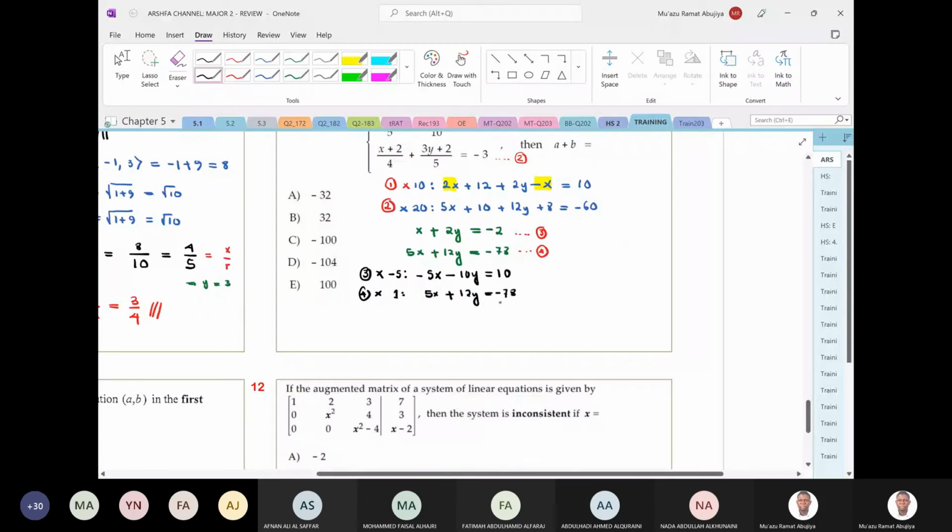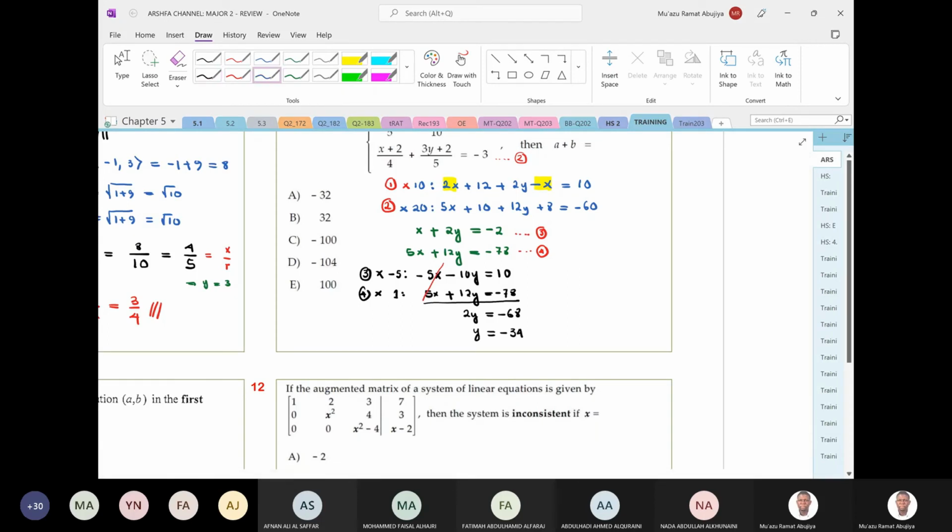Now, let us subtract. Here, the 5 is eliminated. And what am I left with? Here we are going to be left with 2y equal to, when I add this together, minus 68. And that means y will be equal to minus 34. So we get y equal to minus 34.